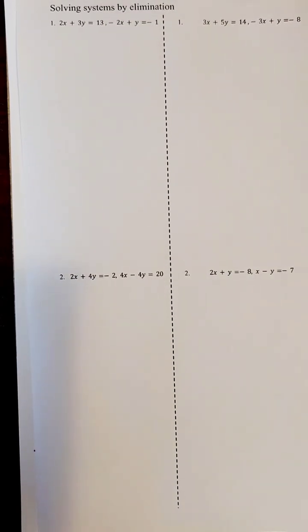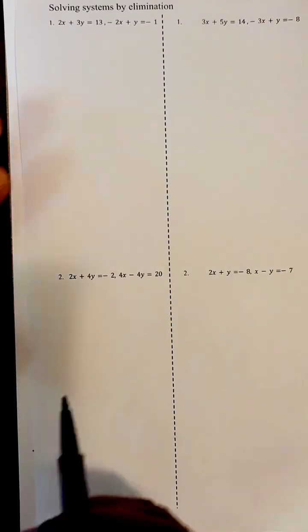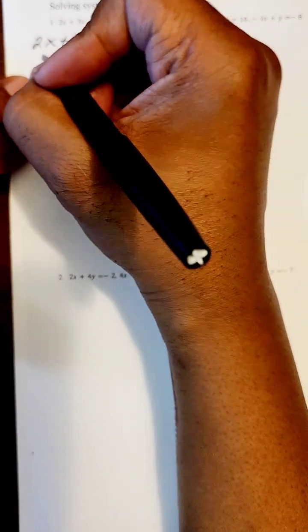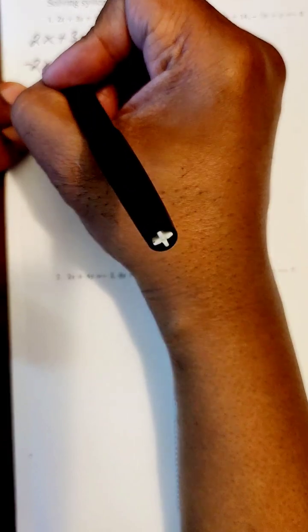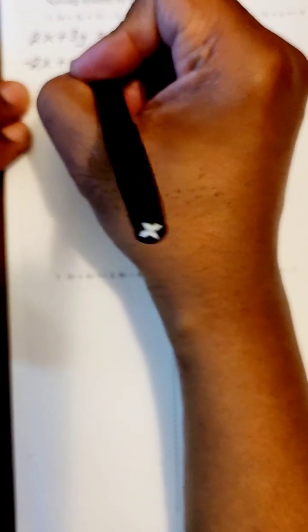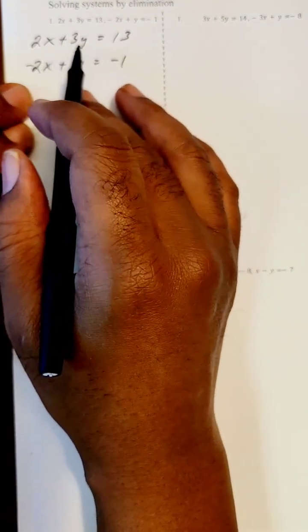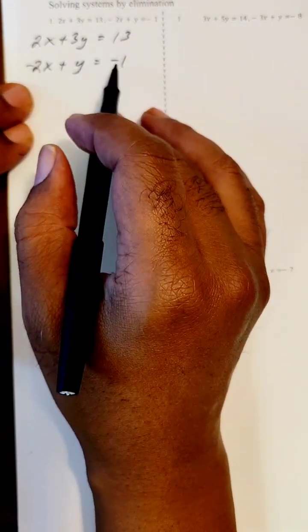38.1, solving systems of equations by elimination. Now, we have two equations and two variables. We're going to solve for what the two variables are. So 2 times x plus 3 times y will give you 13. And then negative 2 times x plus the y will give you negative 1. So what x and y, or what two numbers, will give you 13 and negative 1?